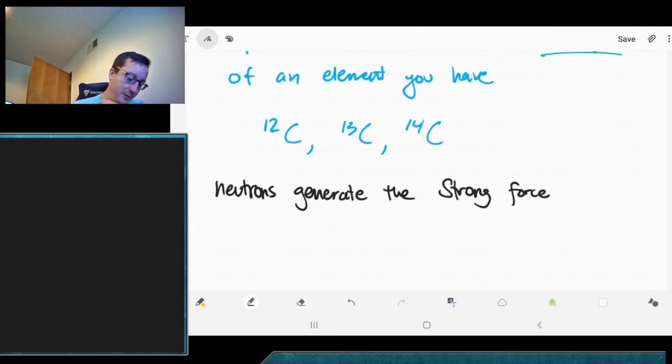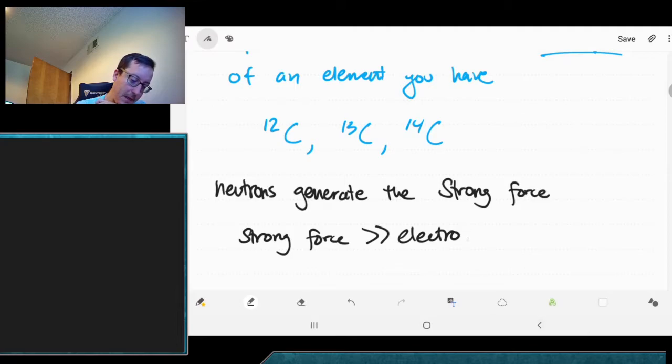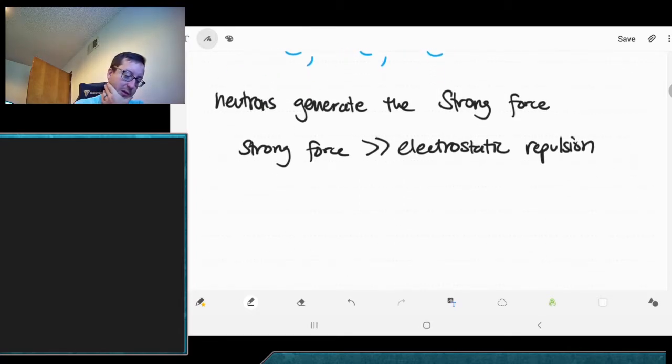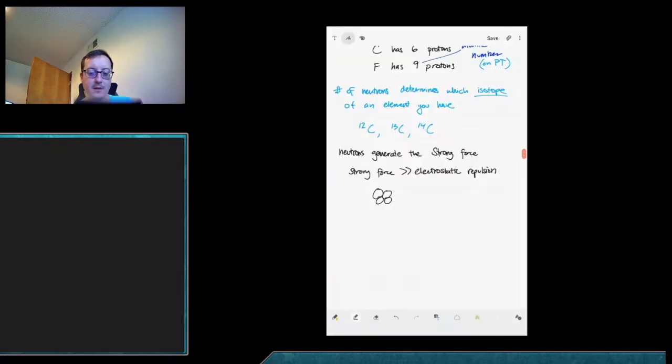And the strong force is stronger than electrostatic repulsion. And therefore, you can stick in your nucleus all these positive bits together. Oh my goodness. 1 second. I accidentally locked it. There we go.